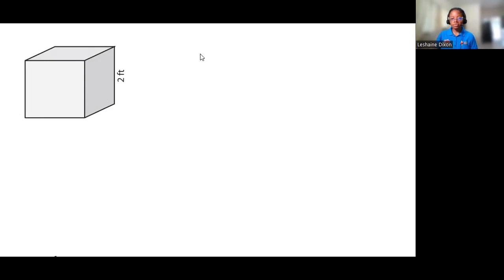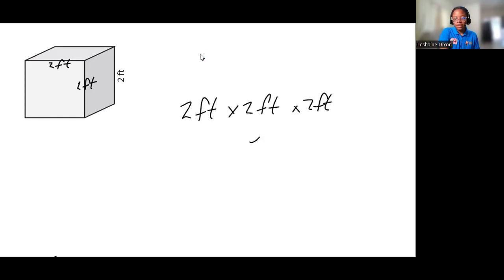Now, the volume of a 3D shape is how much space it is occupying. Now, to find the volume of a cube, because all of the sides are the same, all I have to do is multiply length times width times height. So that is 2 feet times 2 feet times 2 feet, and that is 8 feet cubed. When we're dealing with volume, we're dealing with cubic units. When we were doing area, we had squared units.